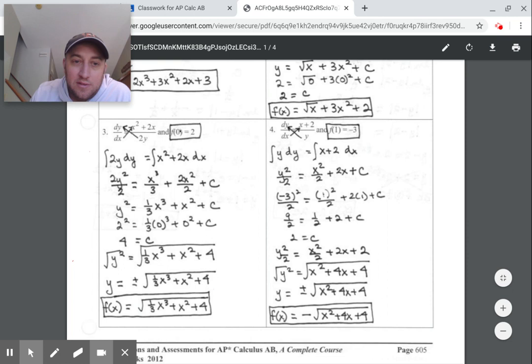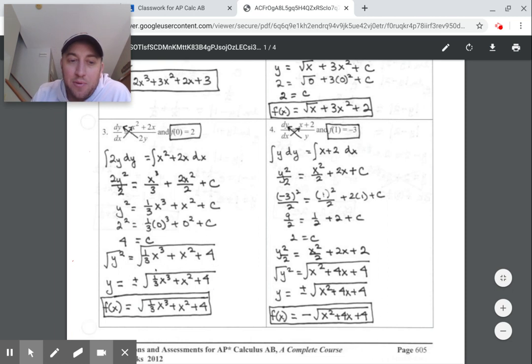Now I'm going to use the fact that f of 0 is equal to 2 to find out what my value of c is. So plug in 0 for x, plug in 2 for y. We just have to make sure that we square 2 because it is y squared. And we get c is equal to 4. So at this point, we know that y squared is equal to 1/3 x cubed plus x squared plus 4.